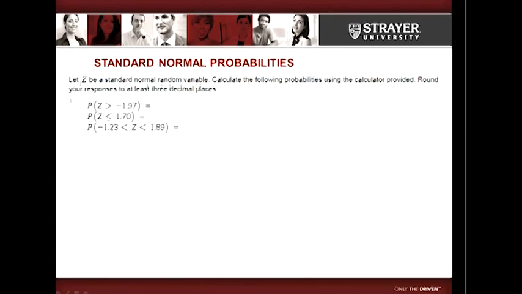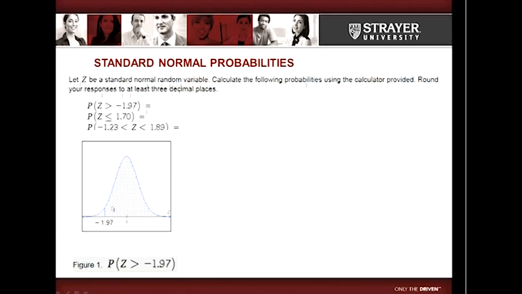So let z be a standard normal random variable. Calculate the following probabilities using the calculator provided. Round your answers to at least 3 decimal places. So the first one we're going to do, probability that z is greater than negative 1.97.